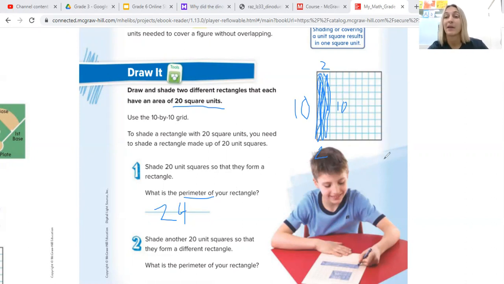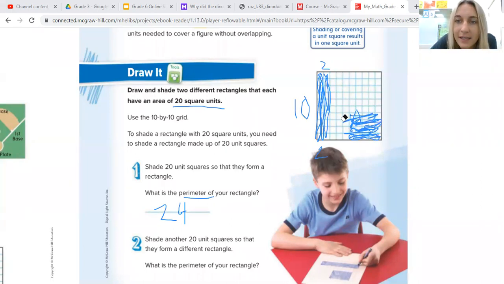Now I'm going to draw a different rectangle. I'm just going to erase this here, but I'll leave the rectangle up. We're going to draw a different rectangle with the same area. It still has 20 square units on the inside. So this time I'm going to do 5 until I get to 20. So there's 5, 10, 15, whoa, 20. Wow, this is hard with this one.